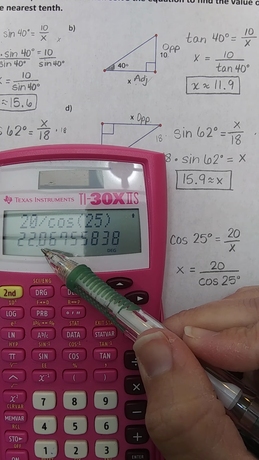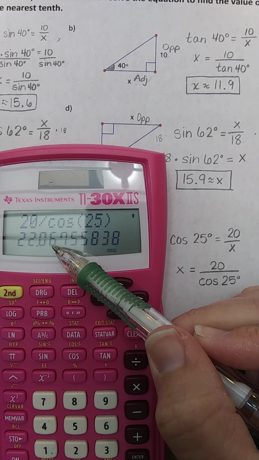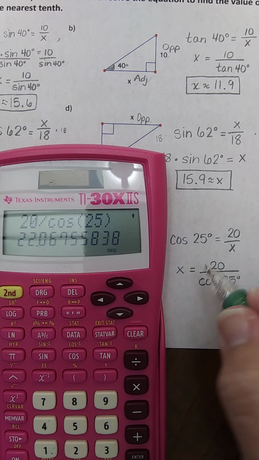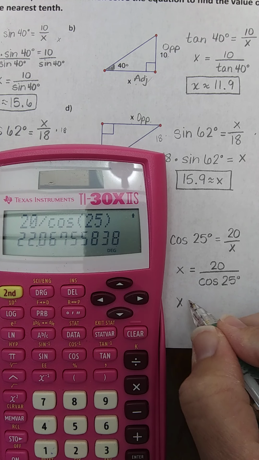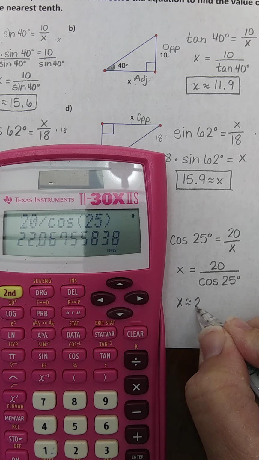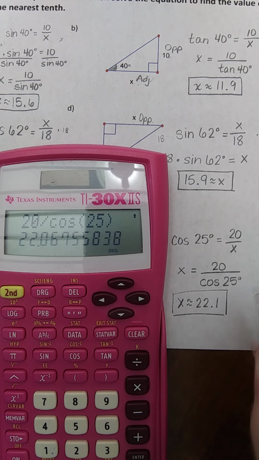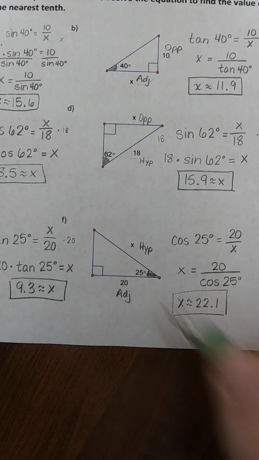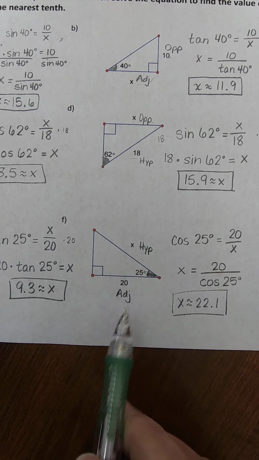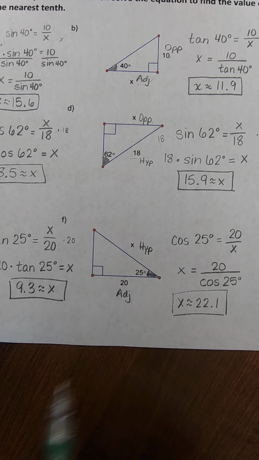22.06. So that 0 is going to round up since 6 is 5 or bigger. So 22.1 appears to be our approximate value, and that was supposed to be a hypotenuse, so it should be longer than the other two legs, and it is. It's longer than 20 and it's longer than 9.3. So we know that our answer at least makes sense in our context.